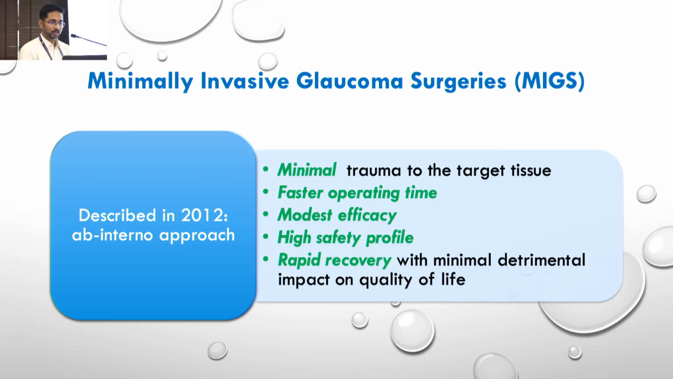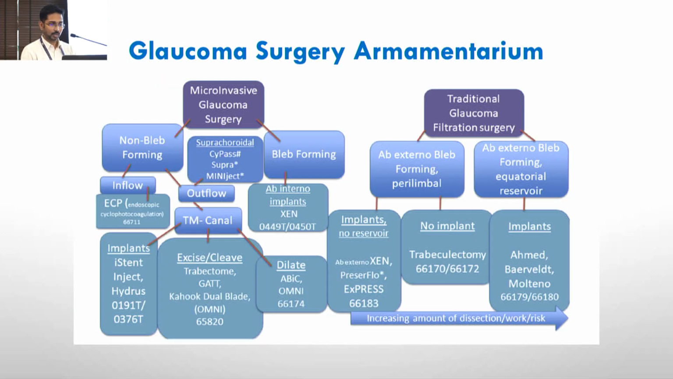As Dr. John already said, it's a minimally invasive glaucoma surgery: minimal trauma to the target tissues, faster operating time, modest efficacy, high safety profile, and rapid recovery. This is the glaucoma armamentarium that we have as of now. The traditional glaucoma surgeries are on the right hand side and the micro-invasive glaucoma surgeries on the left. I will be talking about the GATT procedure, which comes under excising or cleaving the trabecular meshwork.